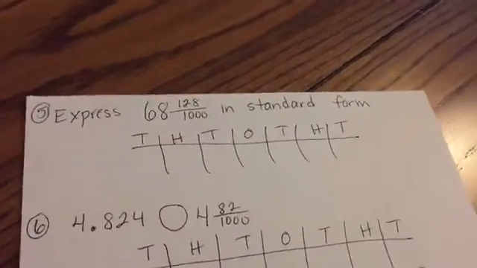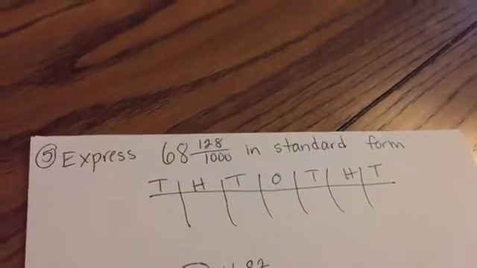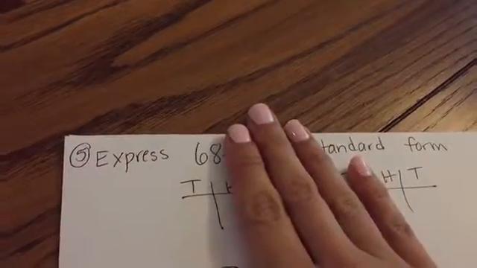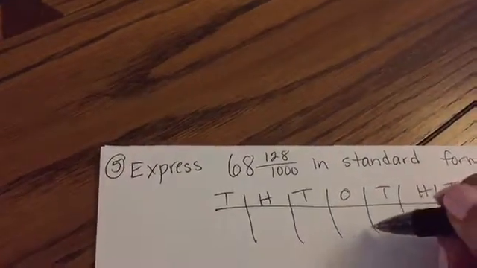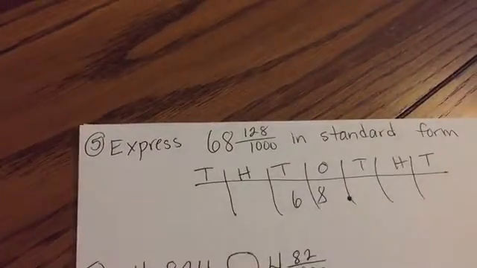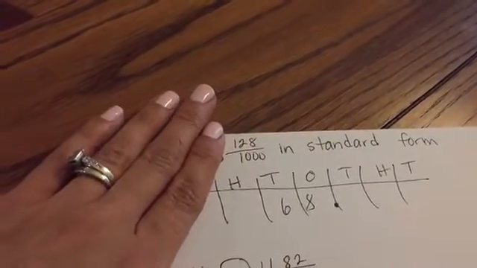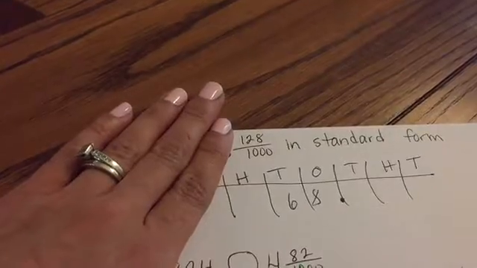We're going to look to express this number in standard form. So I told them just plug it right on in. So the whole number here would be the 68. So just as we normally plug in whole numbers, those are the numbers that go in before the decimal. So we're going to go ahead and write 68. And then we're going to look at this fraction right here as what goes behind the decimal. And so that's 128 thousandths.